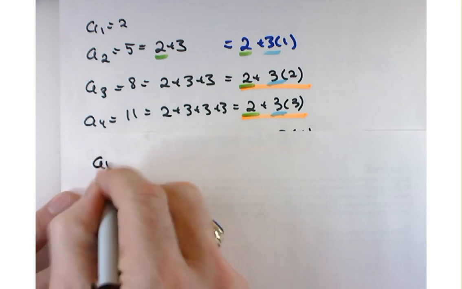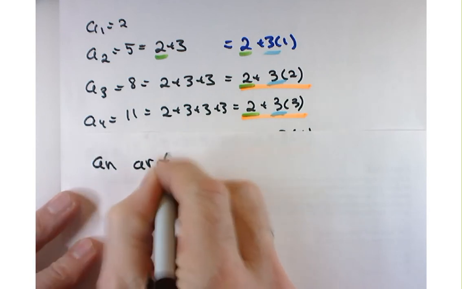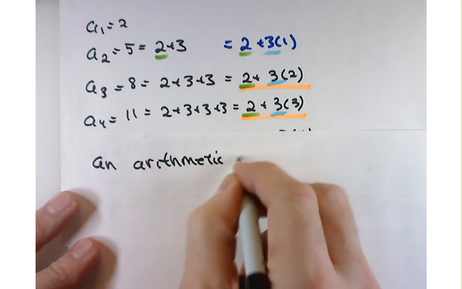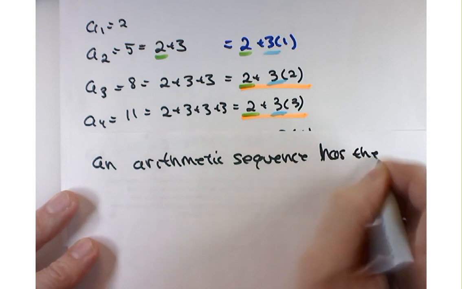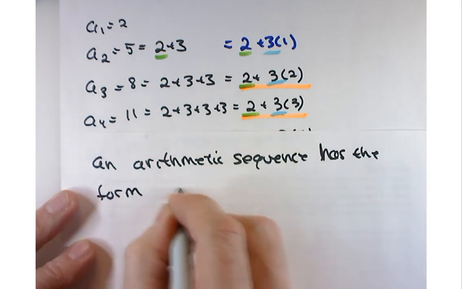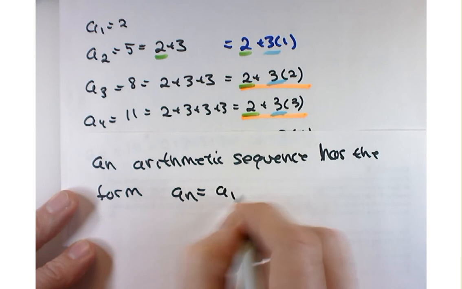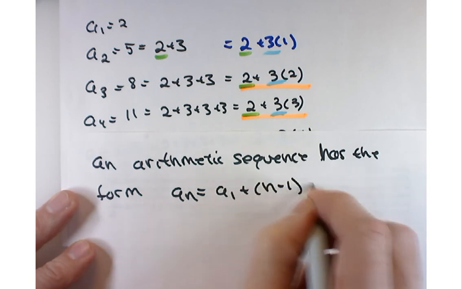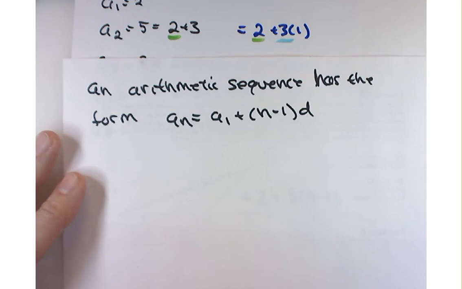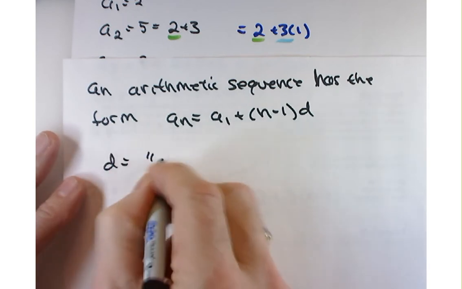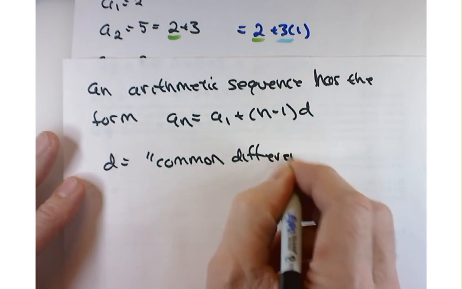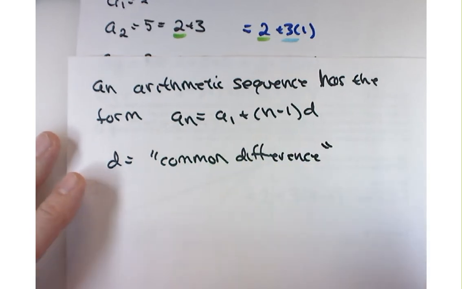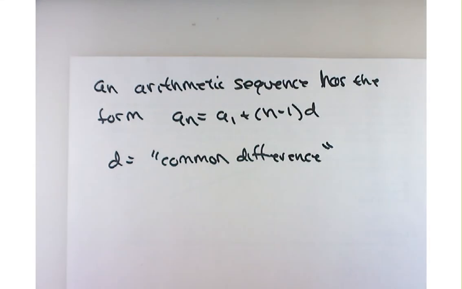So an arithmetic sequence has the form a sub n equals a sub 1 plus n minus 1 times d, where d is our common difference. What's a sub 1 for us in this? What's a sub 1? 5.